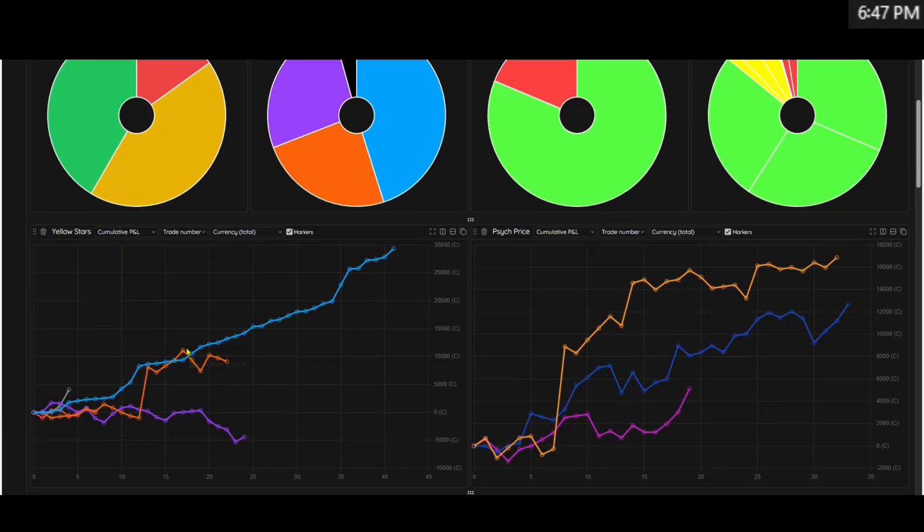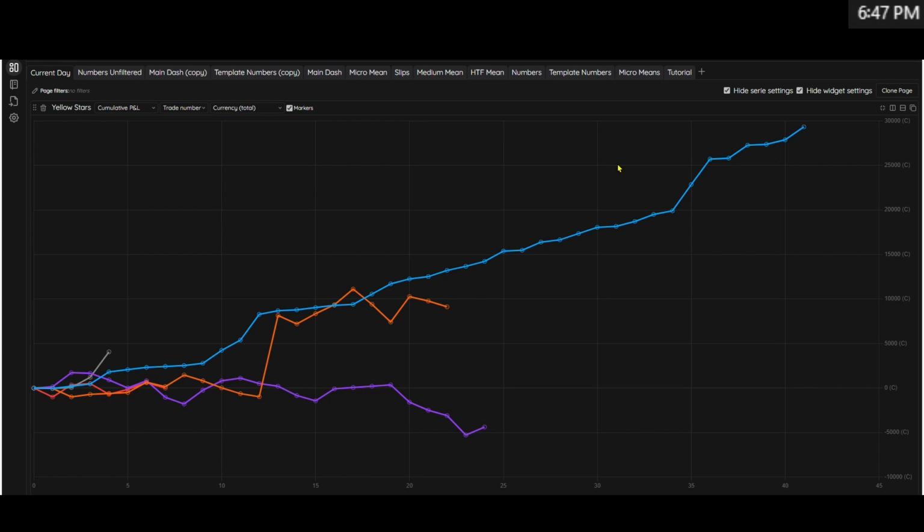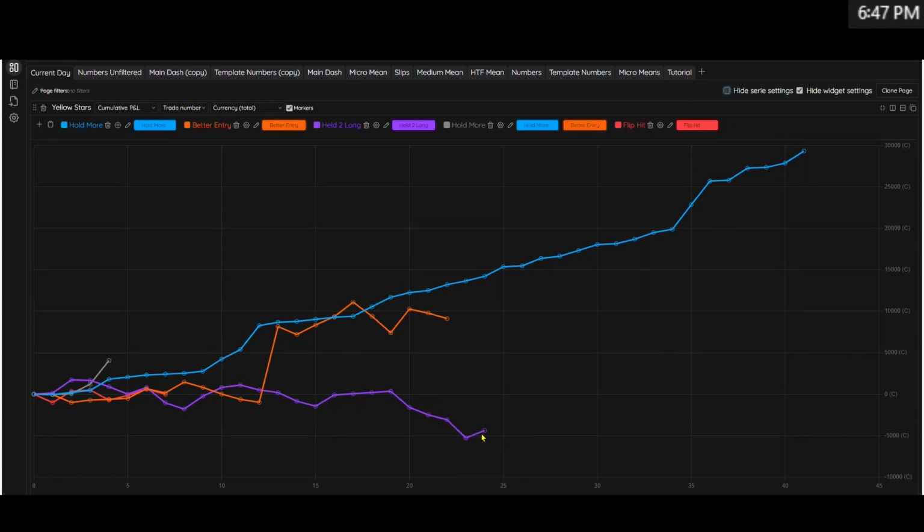We can see right here, this is the equity curve, and we can see how well hold more is performing. Usually that's going to be a tag where it's winning. Again, I'm just cutting too early. We can see the held too long is losing, which makes sense. And then we have the better entry tag, which is winning a little bit. Somewhat of a flat tag. There is an outlier trade.